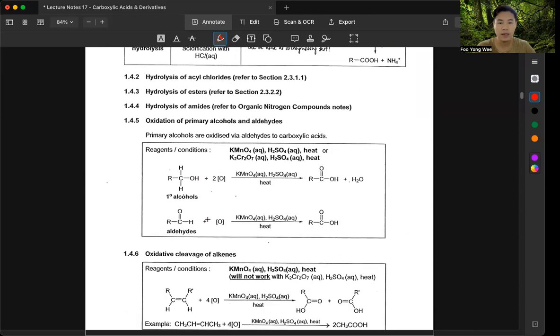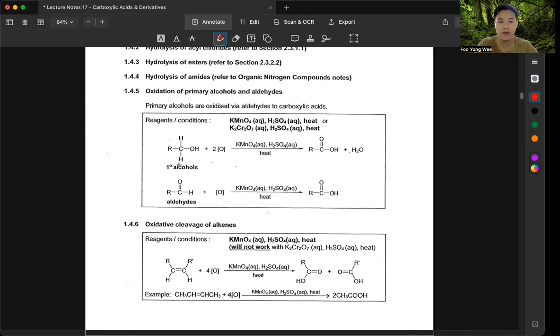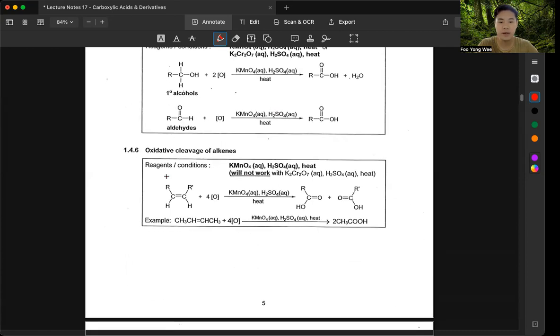Now, let's move on to the preparation of carboxylic acid via oxidation, starting with primary alcohol. Primary alcohol can be oxidized to carboxylic acid. It will first be oxidized to aldehyde, and then it will be oxidized to carboxylic acid. So this equation is sufficient. And as mentioned, you can also start from alkene.